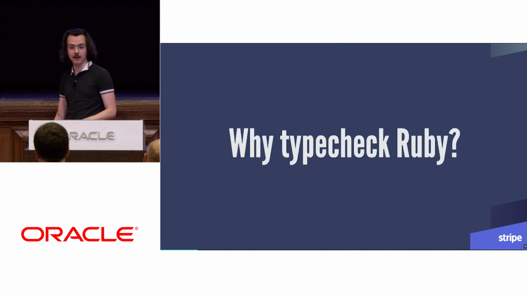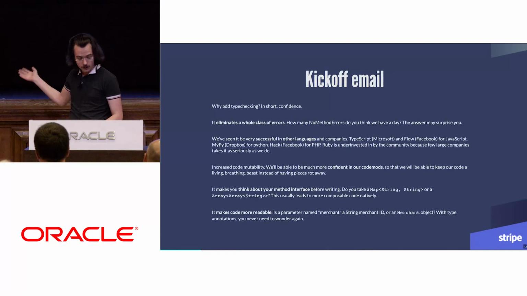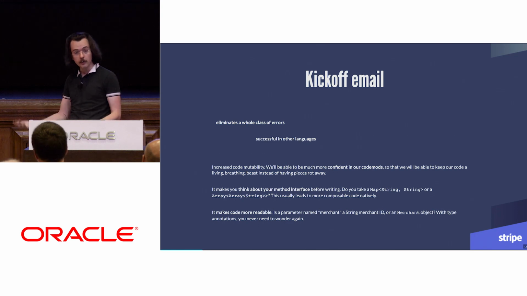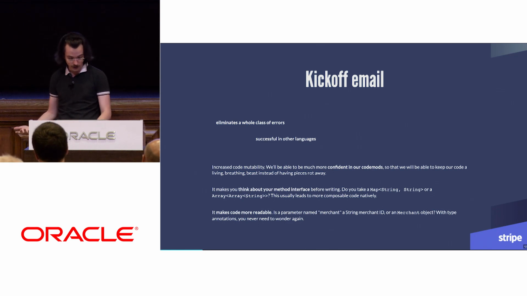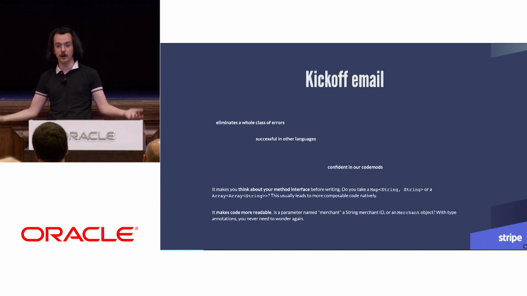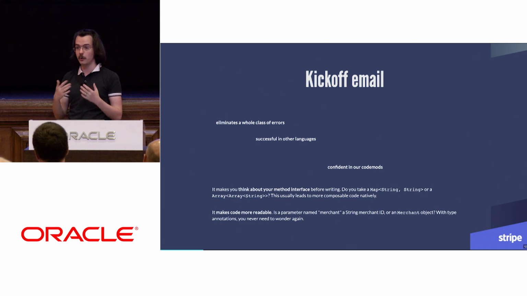Okay, now, the elephant in the room: why typecheck Ruby? So here is a snippet of the kickoff email, but the summary is, we believe that type checking eliminates whole classes of errors. We know that this has been successful in other languages, and we believe that doing this will make it easier to do code mods. We have a huge repo that we want to keep maintainable, and thus we need to do code mods and modifications that keep the entire repo clean.